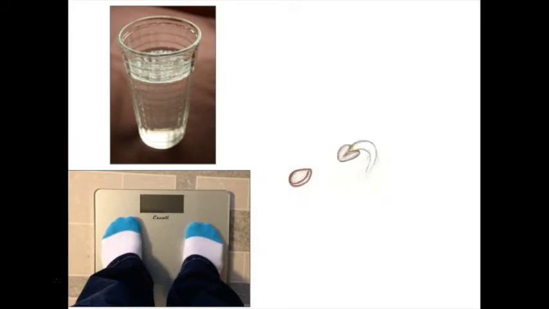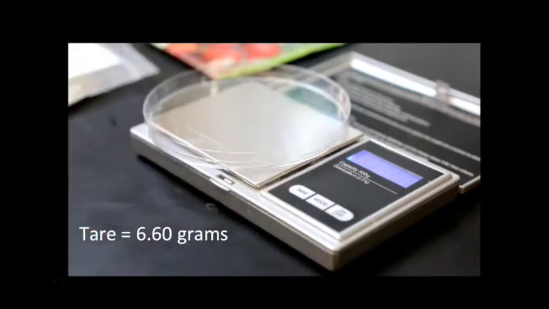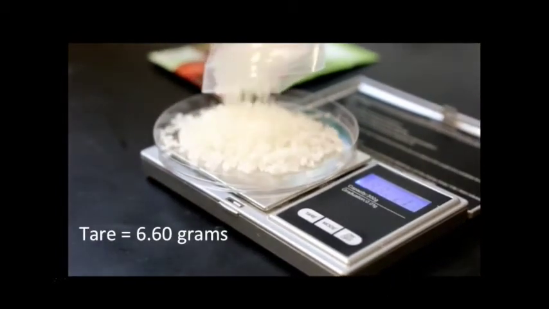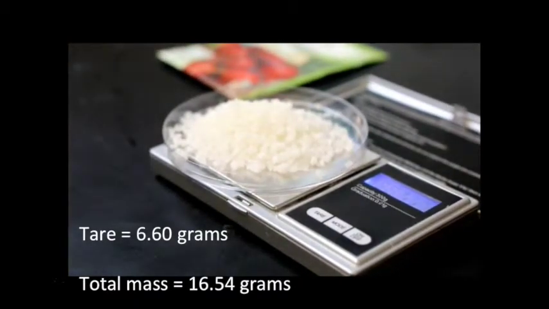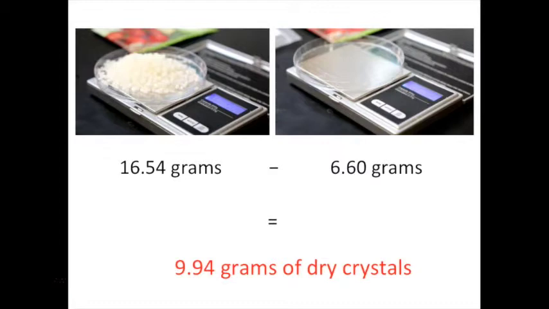So if water makes things gain mass but doesn't make them grow, and we want to figure out how plants grow, how do we measure just the dry stuff in wet mixtures? Let's try massing our dry and wet crystals on a scale. First, find the mass of the empty container, or tare. Then, add the dry crystals. Once you have the total mass, subtract the tare from the total mass to find the mass of just the crystals. This number is the crystal dry mass.